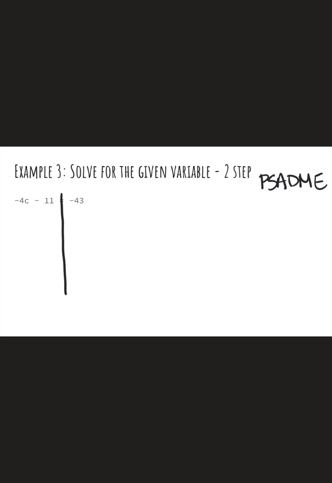Yes, I do. So I'm subtracting 11. So to undo subtraction, I need to add 11 to both sides. So when that happens, I'm going to bring down my negative 4c, and I'm going to add negative 43 and 11, and that gives me negative 32.